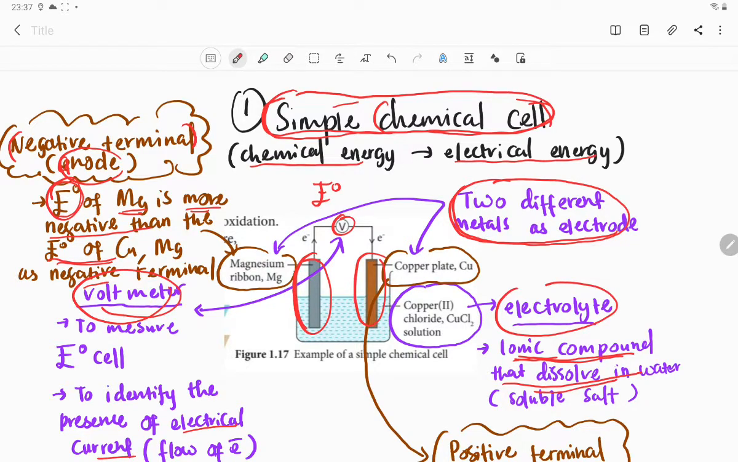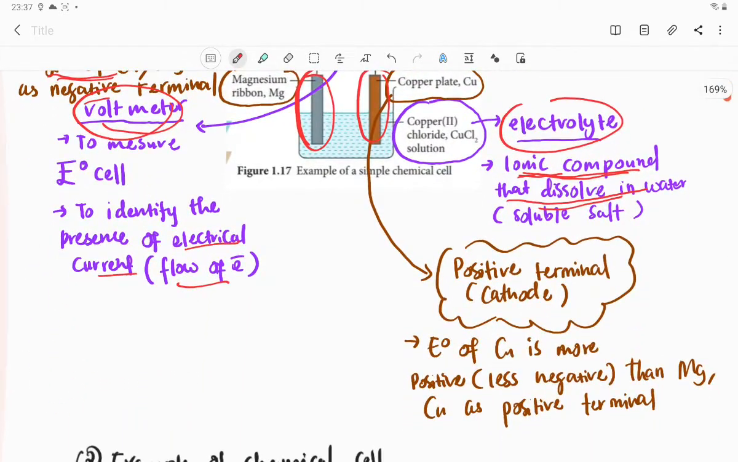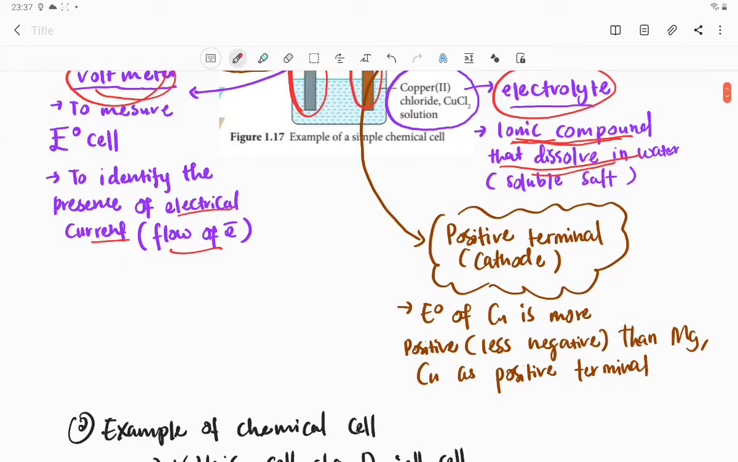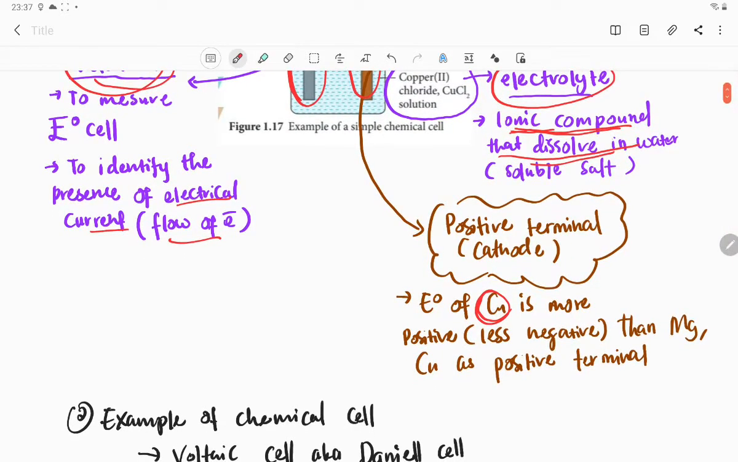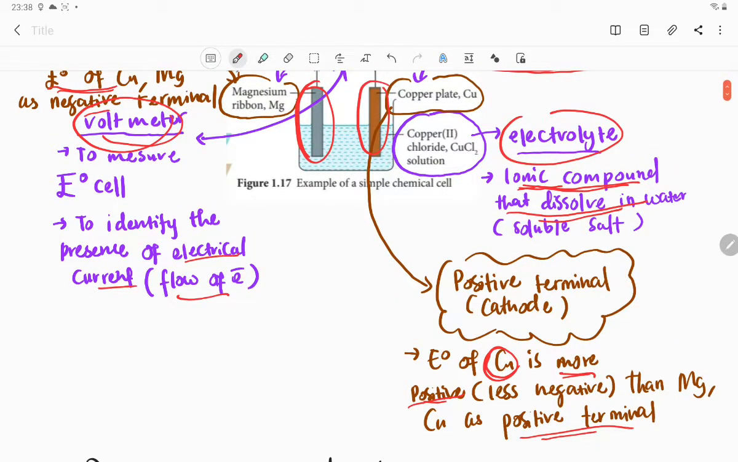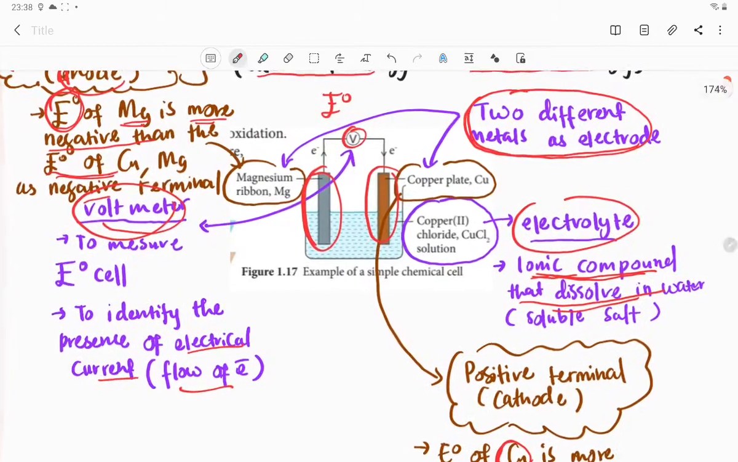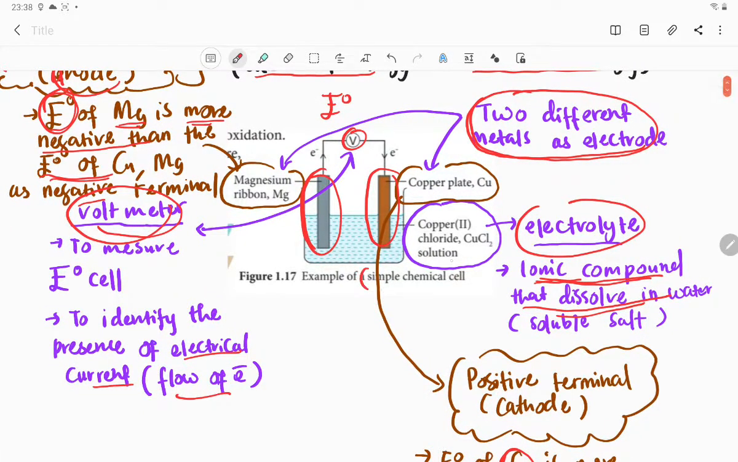Okay, anode. And then we have the positive terminal of the chemical cell, which is copper. Why copper? This is because copper is more positive, okay, located below magnesium in electrode potential series. Okay, copper is more positive, so copper become positive terminal. So that's all for simple chemical cell.